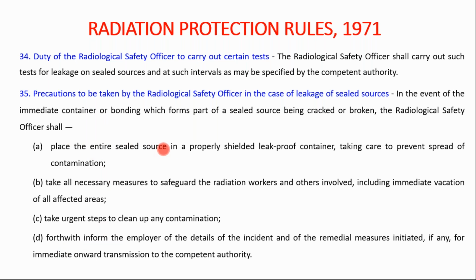Place the entire sealed source in a properly shielded leak-proof container. So if that seal is broken or that particular container is broken or cracked, then that particular radiation source should be properly transported to the shielded leak-proof container, taking care to prevent the spread of contamination. So we have to avoid the spreading of contamination of these radioactive sources.